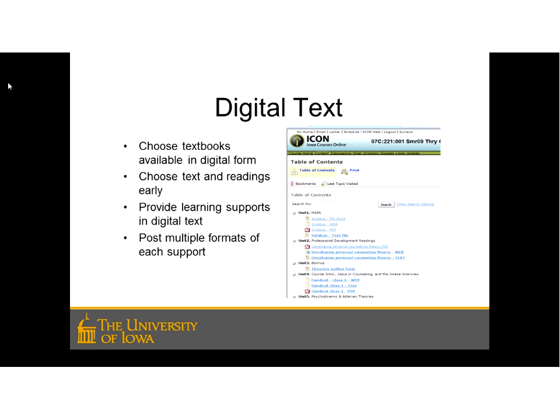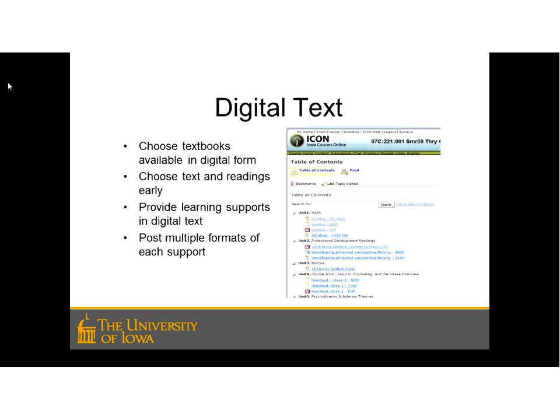It's very, very versatile. So when we're talking about choosing textbooks, we want you to choose textbooks that are available in a digital form. That gives students a choice. Again, that's a way of multiple means of representation. If the student wants to buy a textbook, they can. If they want to download it and access it on a computer, they can. In a college setting, you want to choose your text and your readings early so that students that need to get it converted can do that. I guess that's the same in a K-12 setting, because in Iowa, if you're using the Braille School or the Iowa Department for the Blind to create Braille or alternative text formats, they do need it 6 months in advance. And we want you to provide learning supports in digital text form as well.